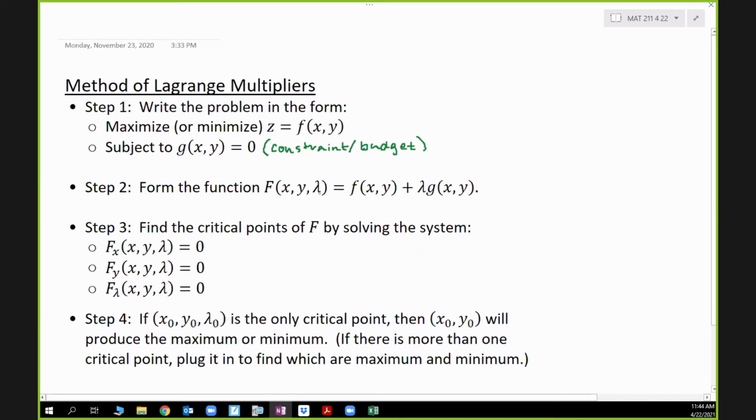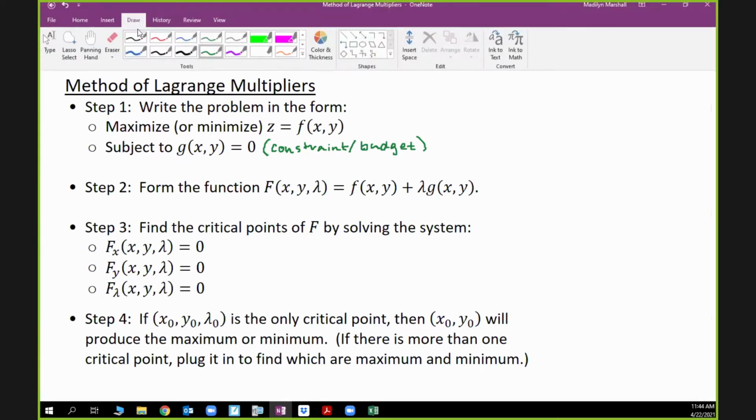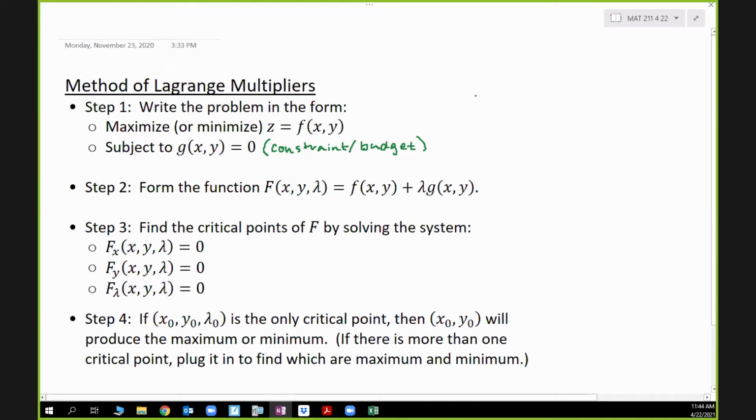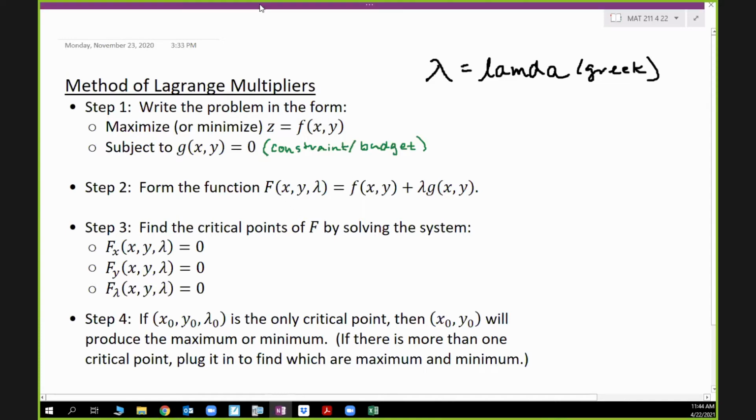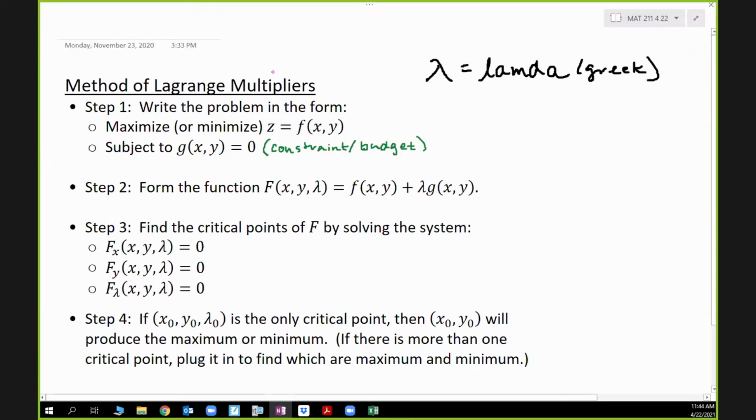But there is a little character in here that you may or may not have seen before, and that is lambda. Lambda is a Greek letter, like a lot of characters we see in math. And that is the Lagrange multiplier. So that's where this method gets its name.